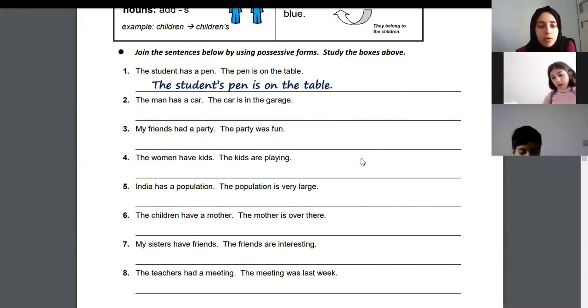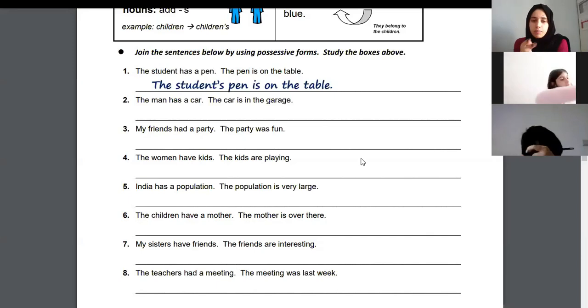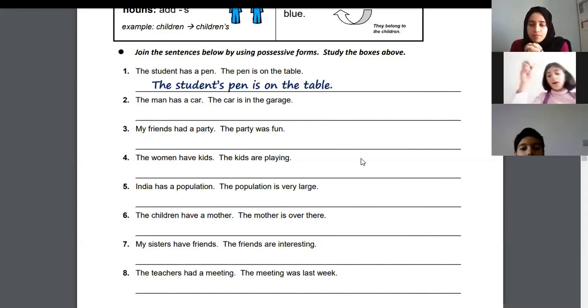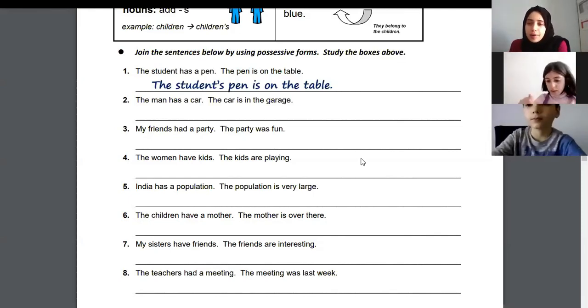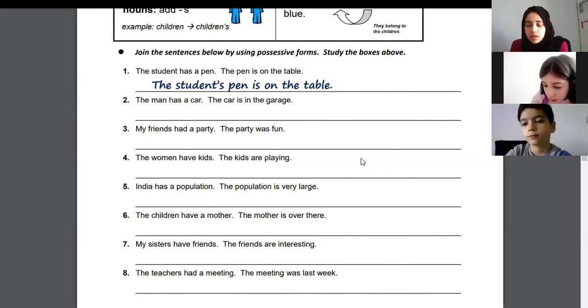So what is the noun here? The noun is the word we're describing. We're talking about India here, right? So India is the noun. Is India one thing or a group of things? India is one thing. Yes, it's only one country. So the population, by the way, means a group of people.